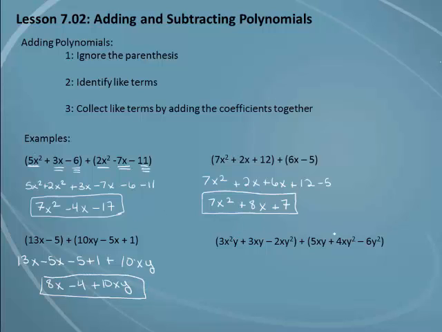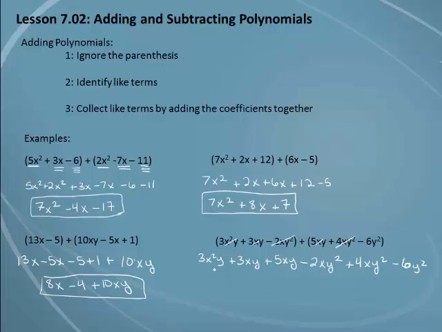Here I have two trinomials, 3x squared y. I don't have any other x squared y's. 3xy and 5xy are alike. Sometimes it's helpful to cross them out as you rewrite them so that you don't miss anything. I have negative 2xy squared. Okay, I have negative 2xy squared and 4xy squared. So those are alike. And then I have a 6y squared.